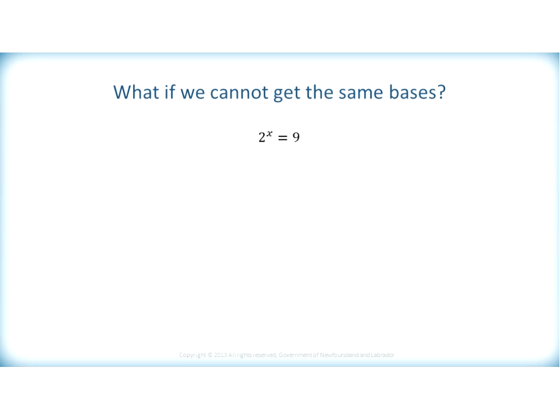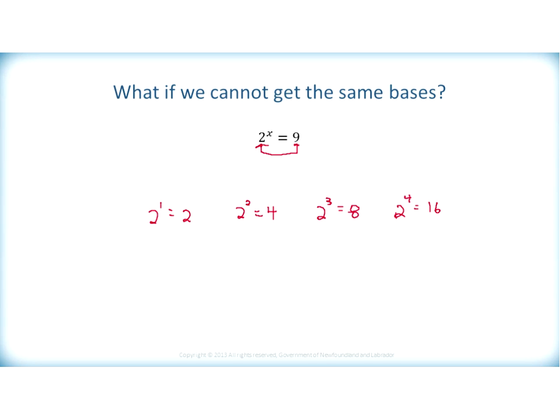What if we cannot get the same bases? So you're looking and you're trying to figure out, what could I write both 2 and 9 as with the same base? Well, if we're doing this by graphing, or let's just try some inspection, I know that 2 to the 1 would equal 2, 2 to the power of 2 would equal 4, 2 to the power of 3 would equal 8, and 2 to the power of 4 would equal 16.